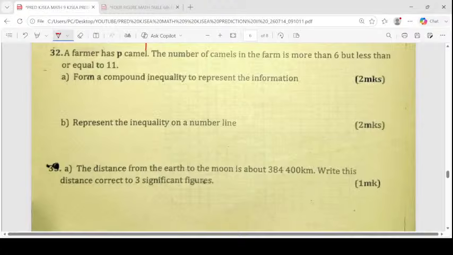Then the question guides us by telling us that the number of camels is more than 6, meaning that P is greater than 6, but less than or equal to 11. Then it means the same P is less than or equal to 11. In combined form, this will be now 6 is less than P, which is less than or equal to 11. That is how you do that particular part.